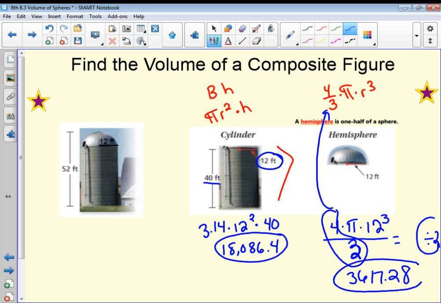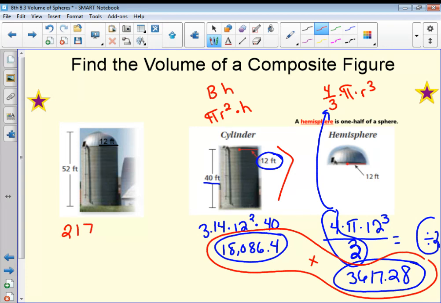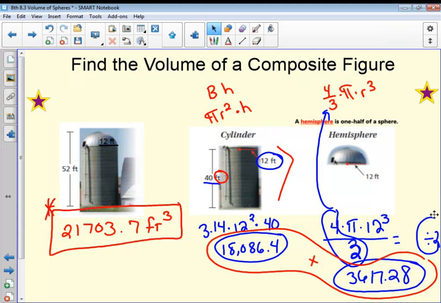Okay, so now to get our final answer, we are going to add these 2 answers together because we've taken those 2 pieces and just slid them together. So in my calculator, I'll add those 2 together. When I do that, my final answer is 21,703.68. And then my label was feet, so we're going to say feet cubed because it's volume. So here's our final answer for that one. Once again, you're just taking your pieces, separating them out, finding the volume of each of them, and then adding them together.